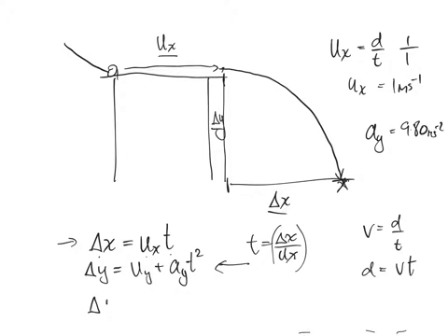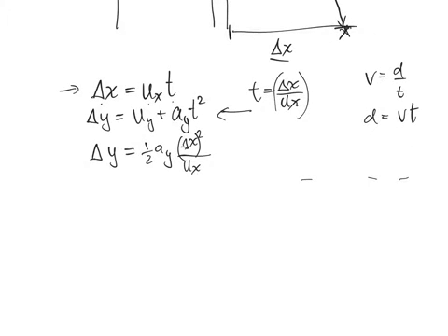We get delta y equals 1/2 ay delta x squared on ux squared. We can also get delta x equals the square root of 2 delta y on ay times vx. And this is vx. This value here was the value for t.